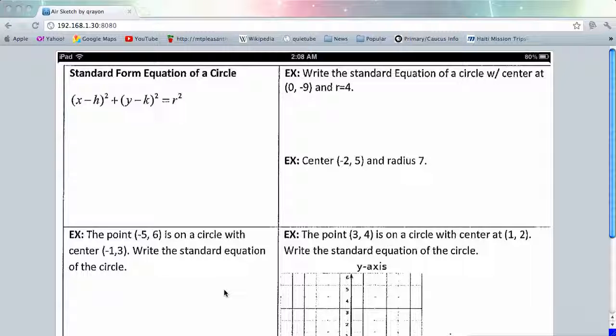Okay, this is section 10.7. This is the last section in chapter 10. And we're going to start talking about how to actually graph circles on the coordinate plane.